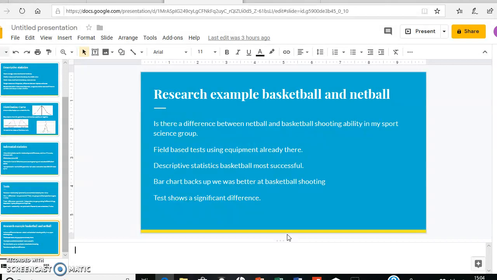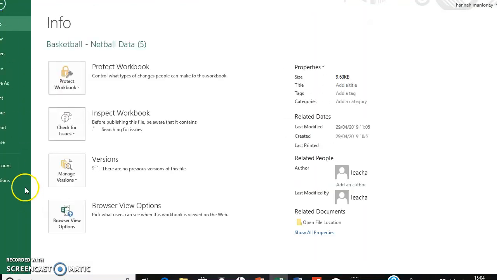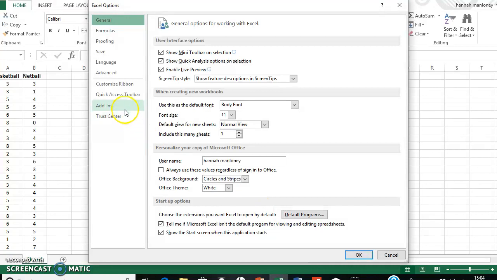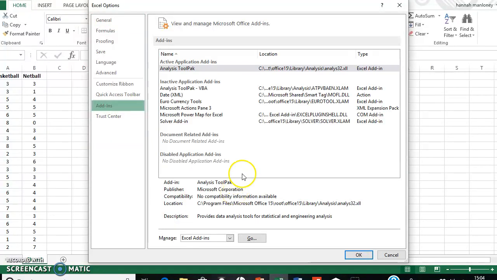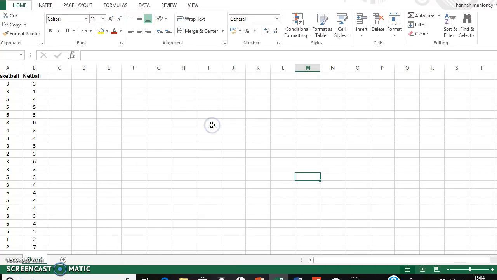I'm now going to get the data analysis pack on Excel. So I'm going to go File, Options, Add-ins, Go, Analysis ToolPak, ticked, and OK. Then Data.